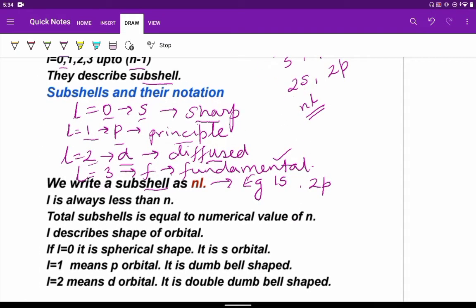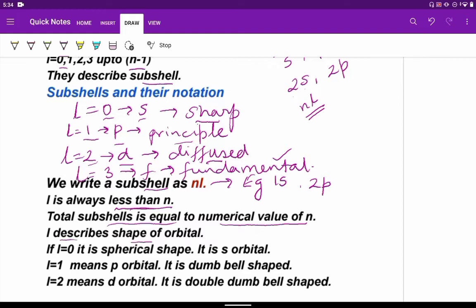We find that the value for l is always less than n, that is at least 1 less than n. If n is 3, l value can be up to 2. l may have one value or more than one value, but its value is always less than n. The total number of subshells is equal to the numerical value of n. We have just seen, when n equal to 2, the number of values for l is also 2, that is 0 and 1.